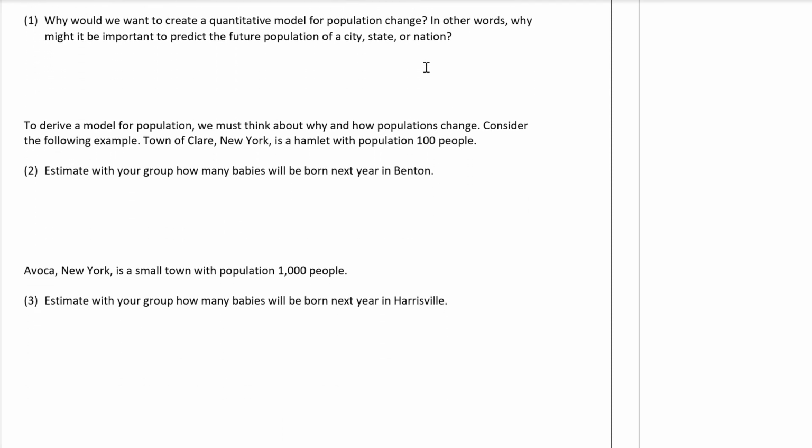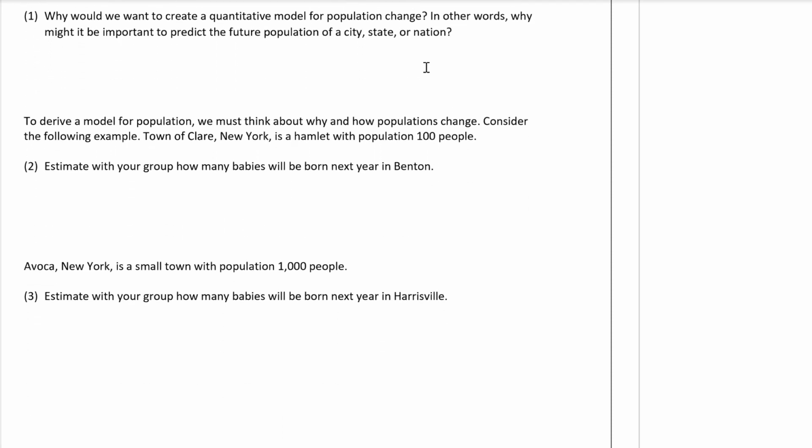So here I found two towns in New York State. One is the small town of Clare. It has a population of about 100 people. All right, so if you think about it, what do you think in terms of the number of babies that will be born in that year? Just as a prediction. We don't know anything about the town, but if you had to give a guess, what would you say?